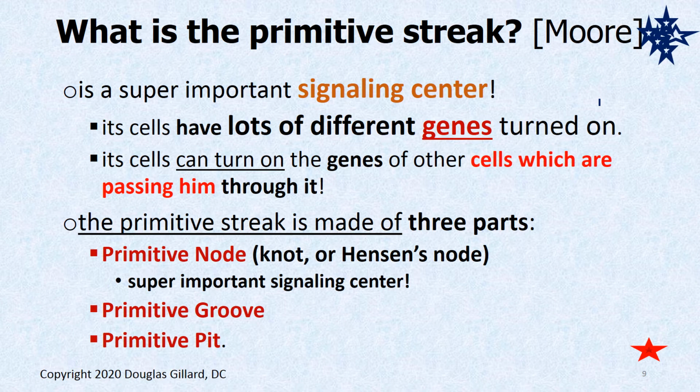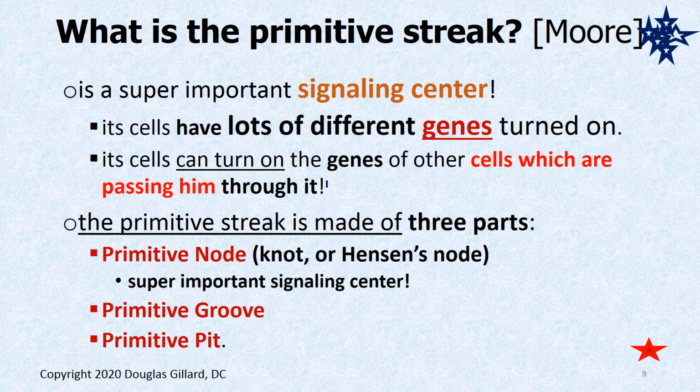But cells will migrate through these cells and come near them, touch them. And these primitive streak cells will release different gene products that soak into the cells as they pass by. And they manipulate their genes. They turn the genes on and tell them what to do and where to go and what to become. So these cells are special, especially something called the primitive node. It has even more genes turned on.